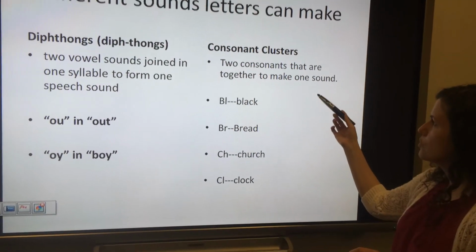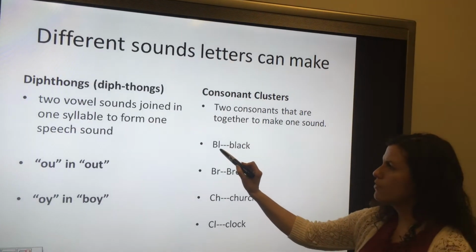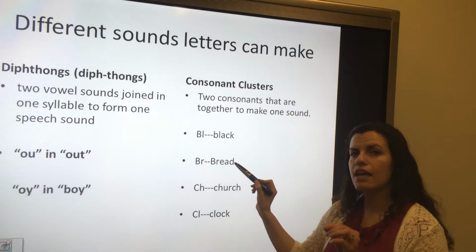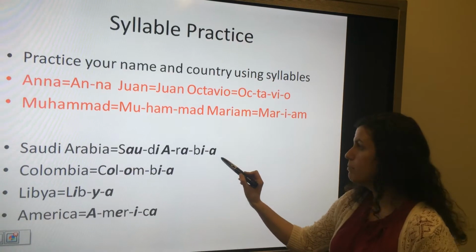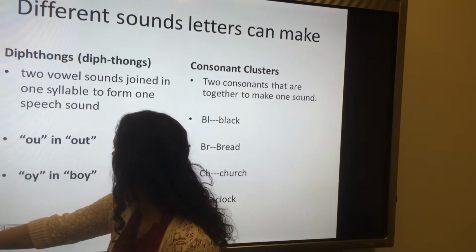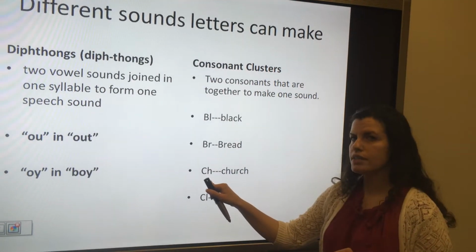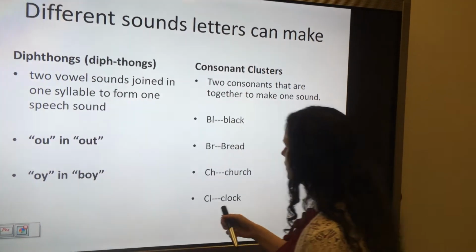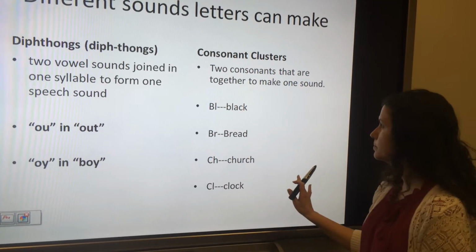Now we have consonant clusters. 2 consonants that are together to make one sound. So here we have the B and the L, black. They blend together, the sounds come together, black. Bread, and the B and the R. Here in church, the C and the H make one sound, church. And then finally in the word clock, the C and the L make one sound, clock.